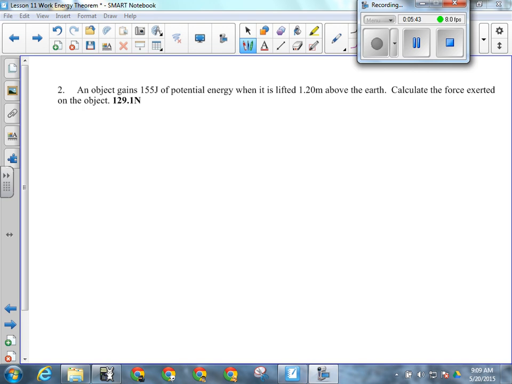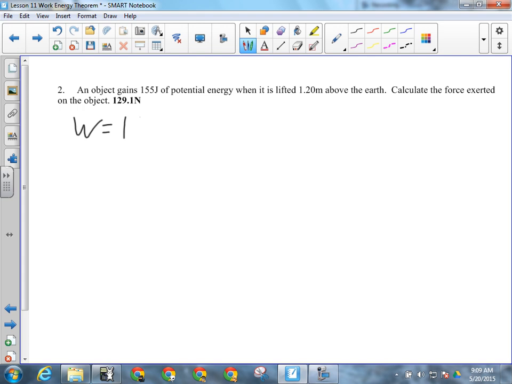An object gains 155 joules of potential energy. Does that mean your potential energy changed if you gained some? So 155 joules is the work. Right? It's the change in energy of that box. If it gained 155, it's because 155 joules worth of work was done on it. So we write in here in our givens that the work was 155 joules, okay? And it was lifted 1.20 meters.